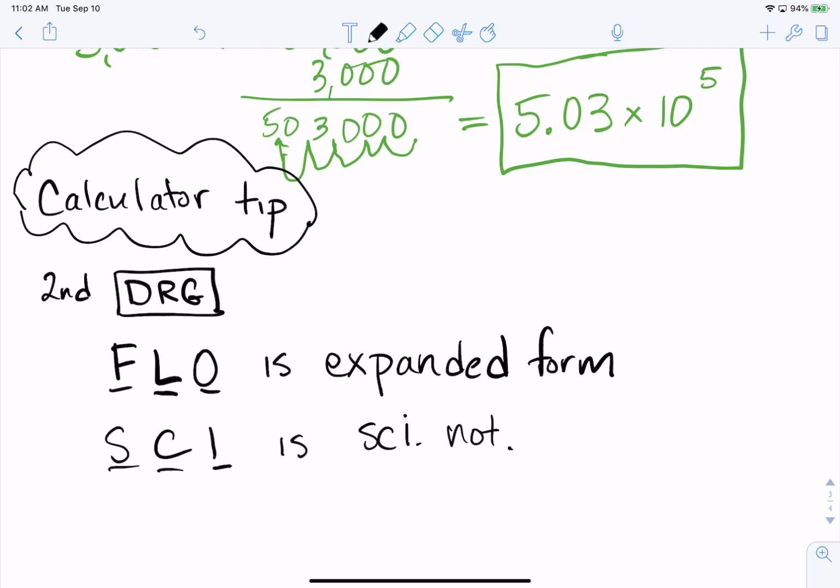So go ahead and put the 503,000 in your calculators, everyone who has an actual calculator. And then see if you hit second DRG and change it to SCI, and then hit equals or enter, and it should change it to scientific notation.